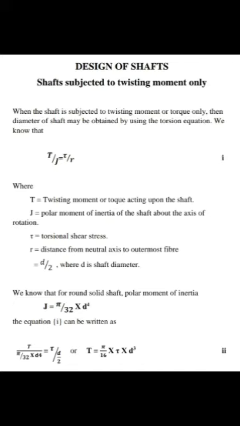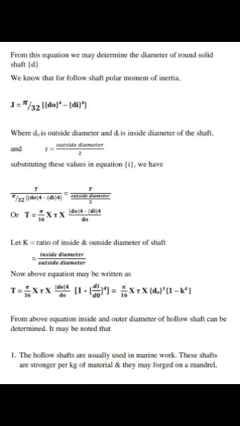We know that for a round solid shaft the polar moment of inertia is given as pi by 32 into d^4, as you are seeing in the notes provided. So substituting these values in the above equation, we will have T upon pi by 32 into d^4 equal to tau upon d by 2, and rearranging, we will have T is equal to pi by 16 into tau into d^3. From this equation we may determine the diameter of a round solid shaft.